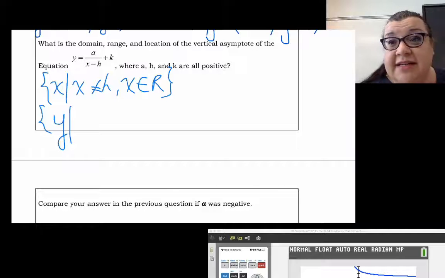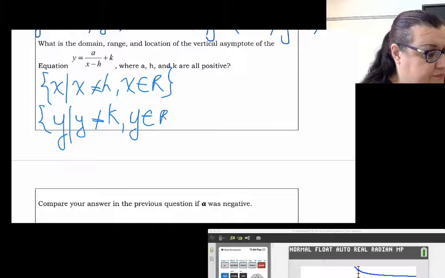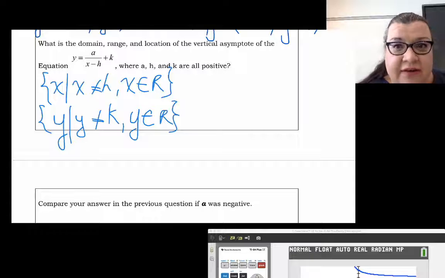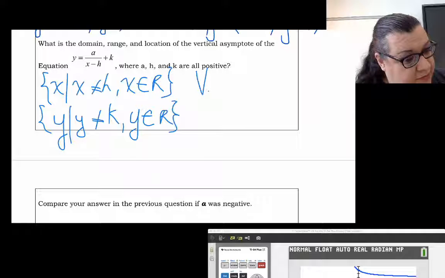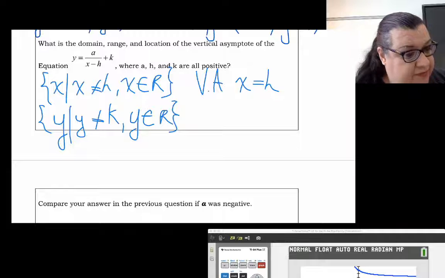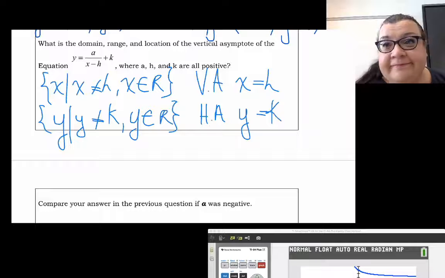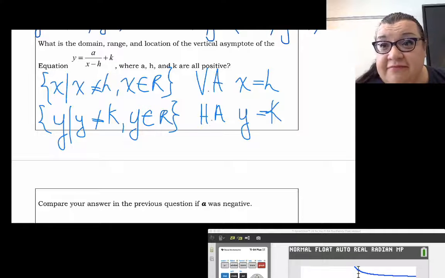Your range is related to your k value, so y such that y cannot equal k, but y is an element of the real numbers. Okay? So h and k are related to your domain and range, and as we've already talked about, they're also related to your vertical and horizontal asymptotes. So your vertical asymptote is that x is equal to h. Your horizontal asymptote, I know the question didn't ask it, but we might as well write it, is that y is equal to k. And there's your generic form that we can use all the time moving forward.